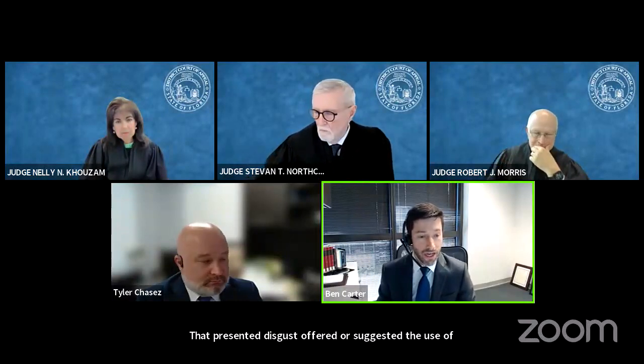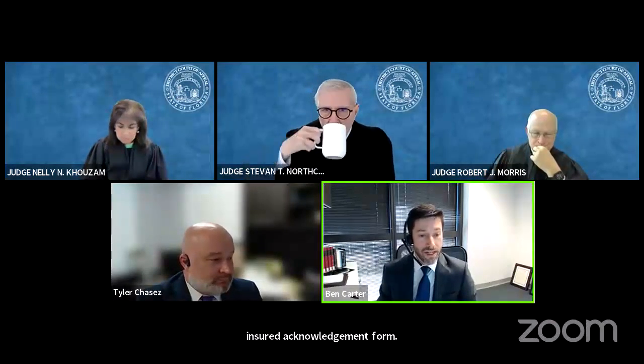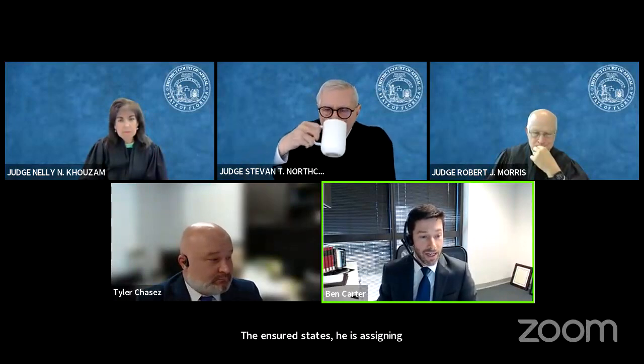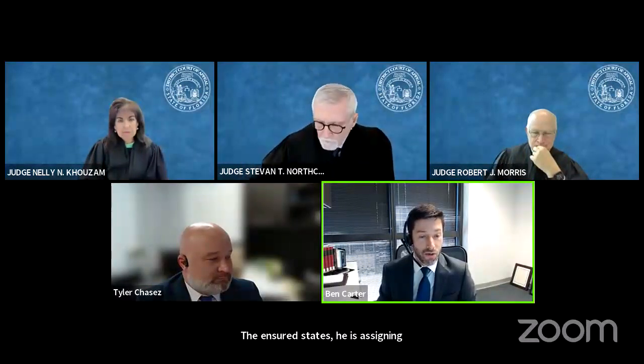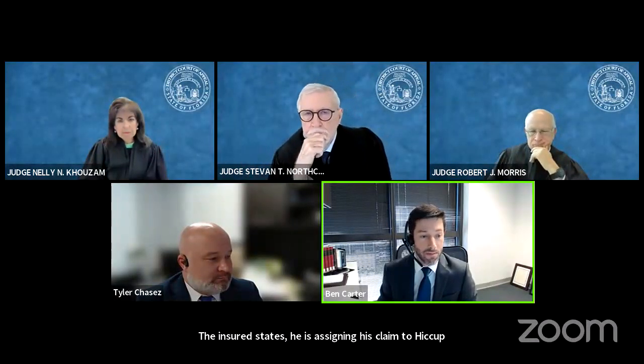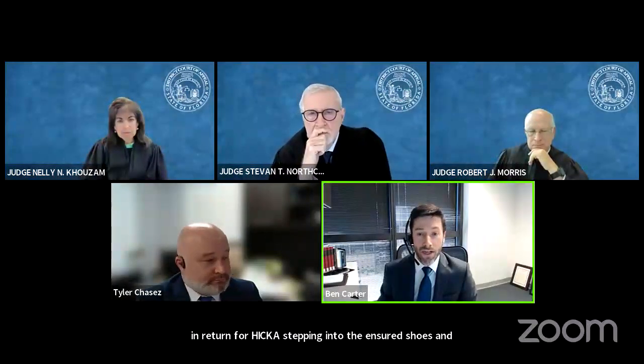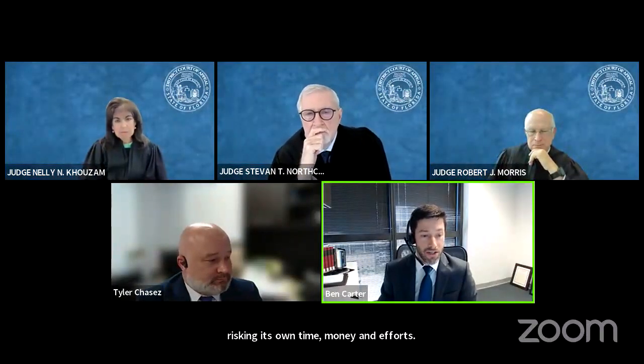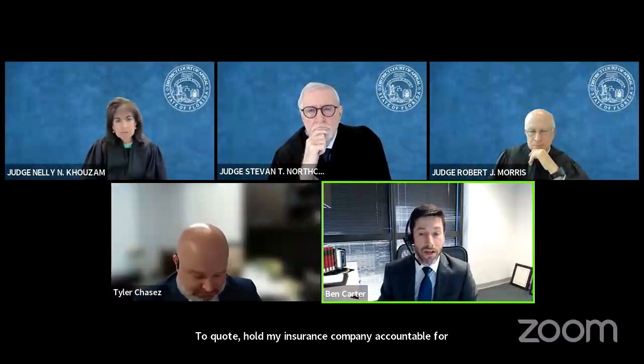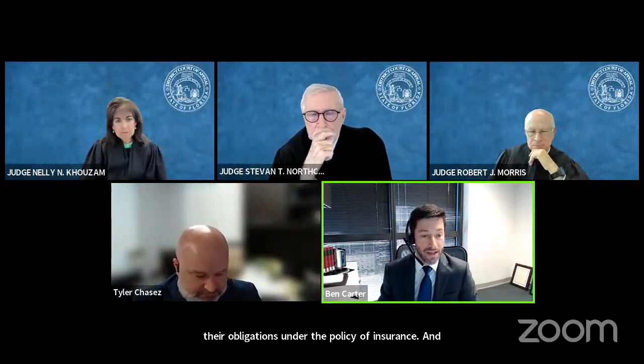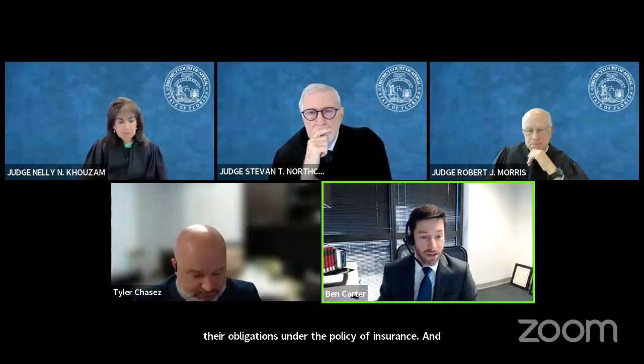Then if we go to the insured acknowledgement form, the insured states he is assigning his claim to HICA in return for HICA stepping into the insured's shoes and risking its own time, money, and efforts to, quote, hold my insurance company accountable for their obligations under the policy of insurance, and also ensure that the direction to pay that I signed with a separate company is honored.